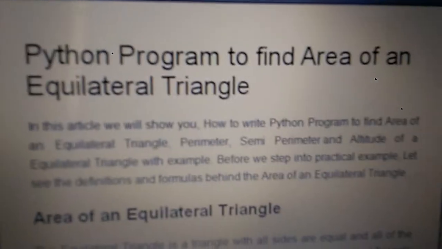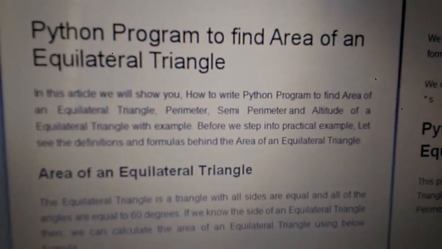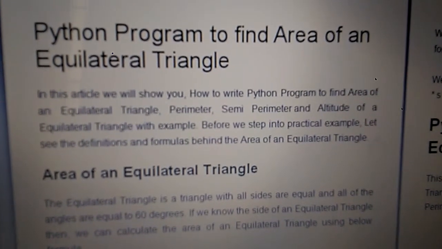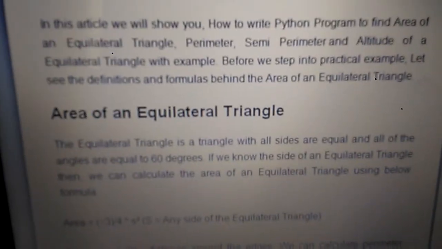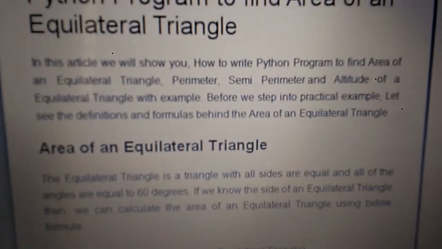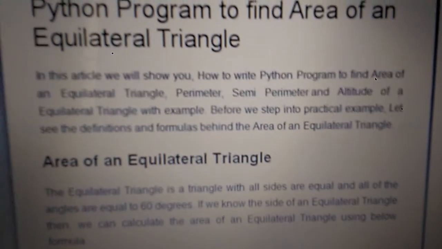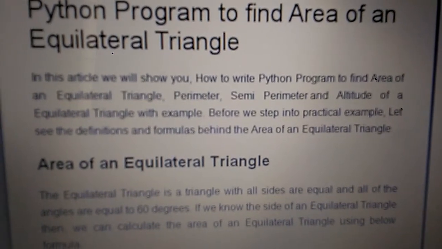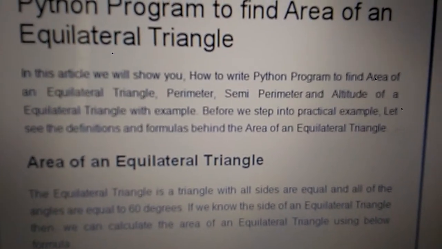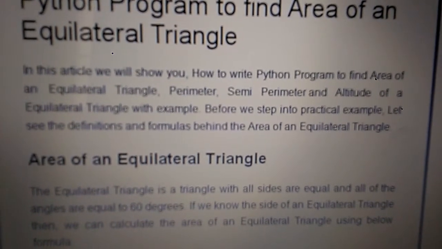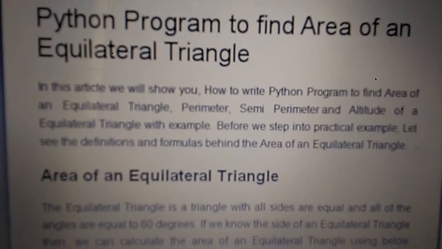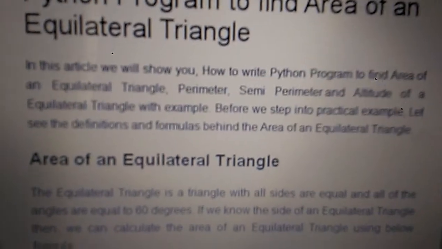In this video, I will let you know how to calculate the area of an equilateral triangle in Python programming. There are just a few basic concepts about the area of an equilateral triangle which you might know. You might have studied them in your junior classes, in your school time, or in your basic education.